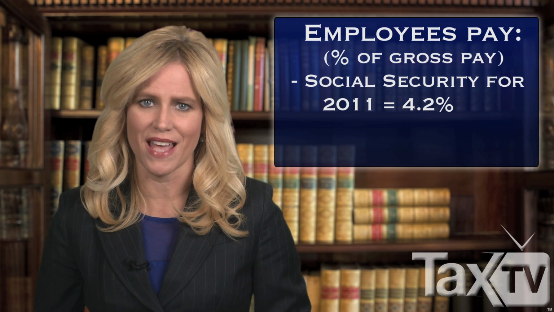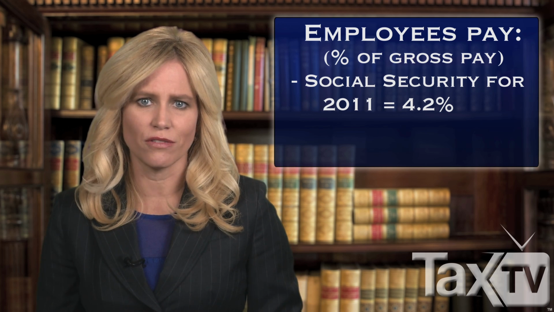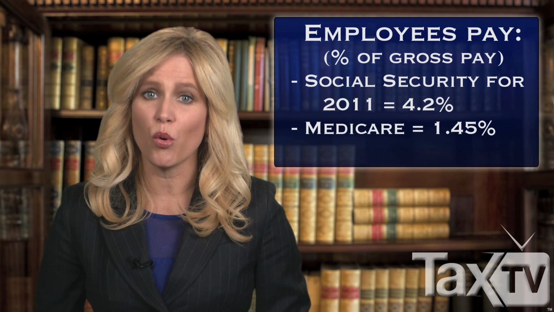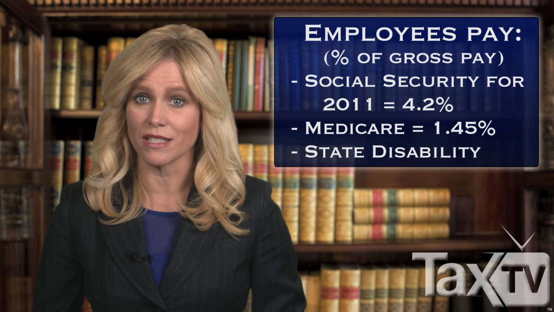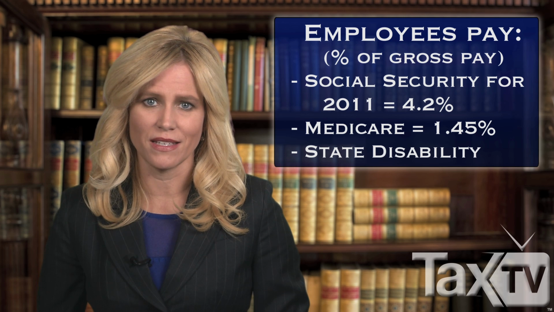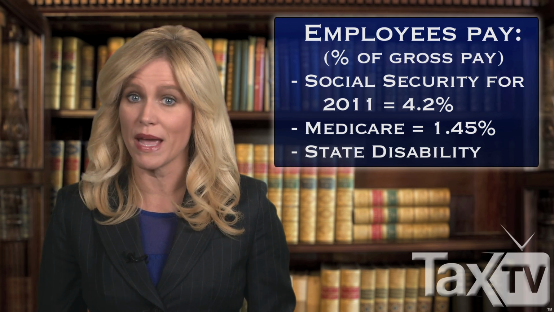The Social Security percentage is 6.2% of the employee's gross pay. However, in 2011, the Job Creation Act of 2010 reduces this rate to 4.2%. This rate may change again in 2012, depending on the action of Congress. Medicare is 1.45%, and state disability for California in 2011 is 1.2%. These are all fixed percentages which are required to be withheld from employees' paychecks.